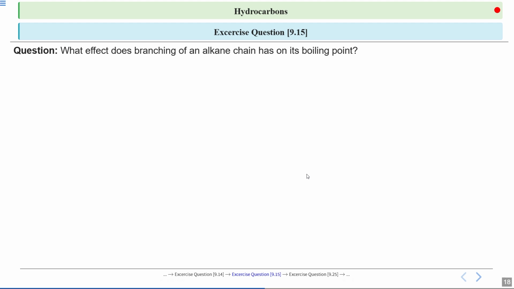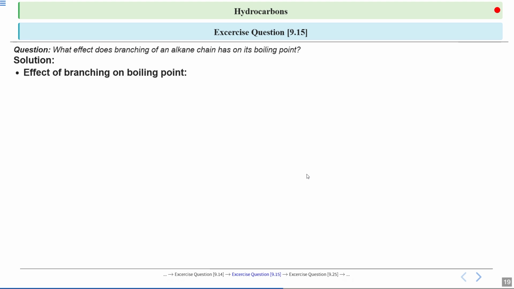Now, let's move on to the exercise question 9.15. The question is asking what is the effect of branching on the boiling point in the case of alkanes. How will you describe it? So, let us have a look at the solution. Effect of branching on the boiling point.